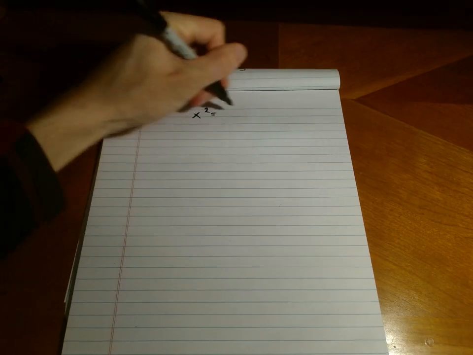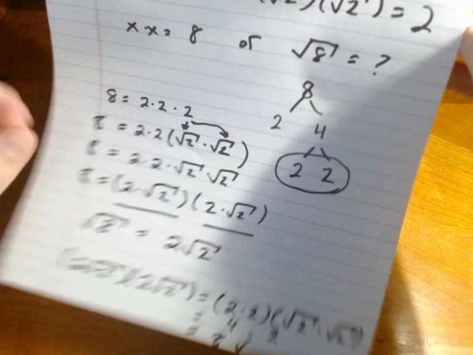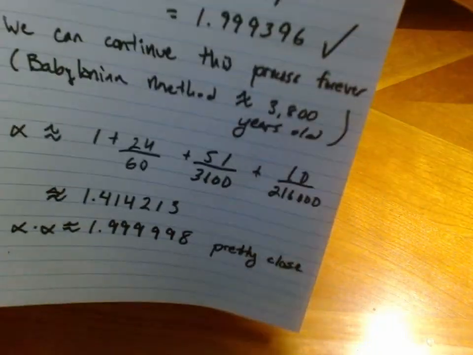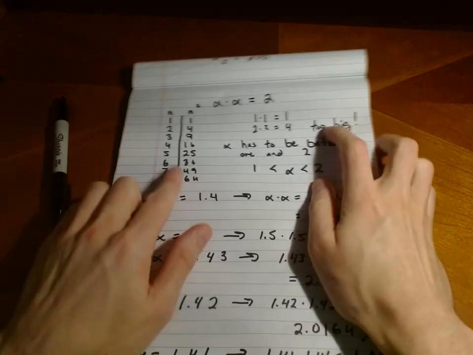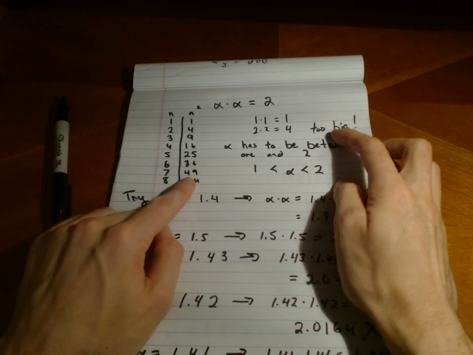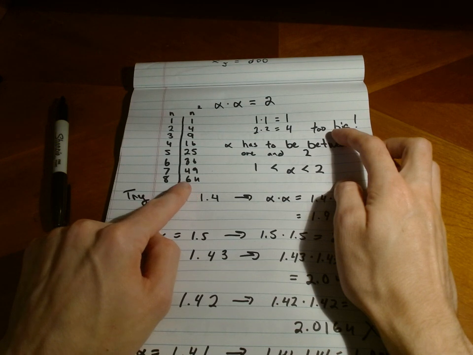Okay. All right, so we'll do 48. So find a number out there such that when we square it, we get 48. Well, if we look back at our table of perfect squares earlier, 7 times 7 is 49, but 8 times 8 is 64, so both those are too big.